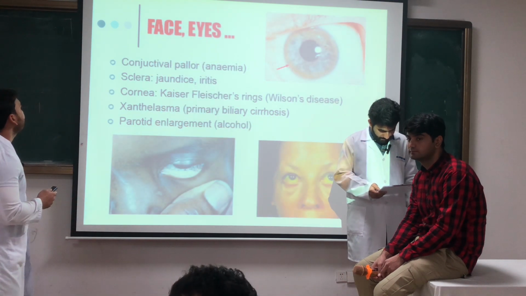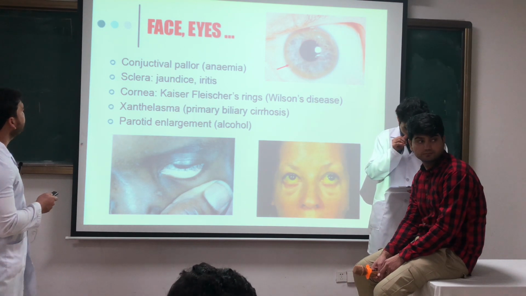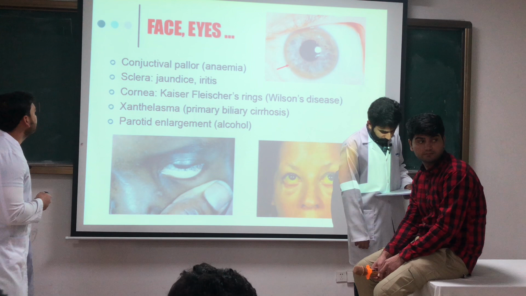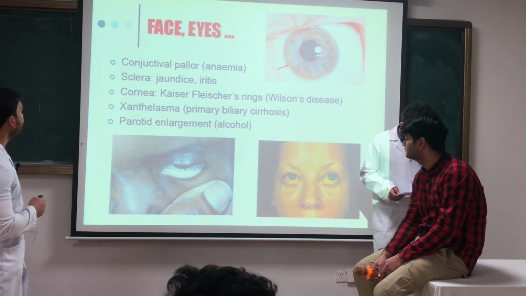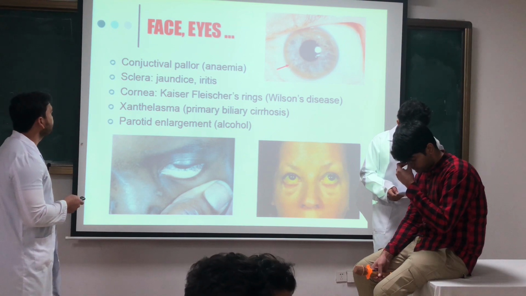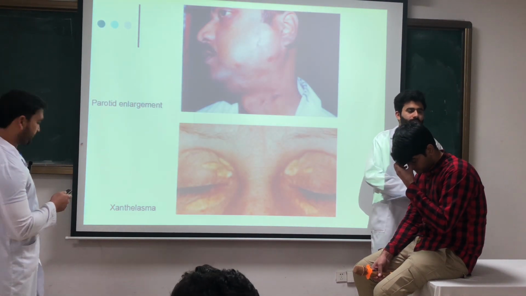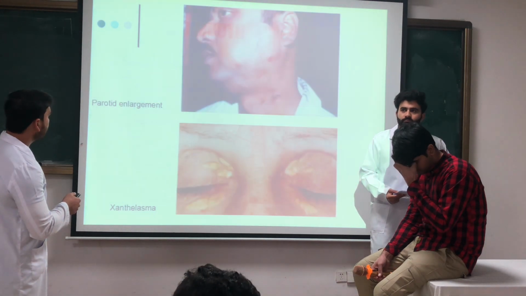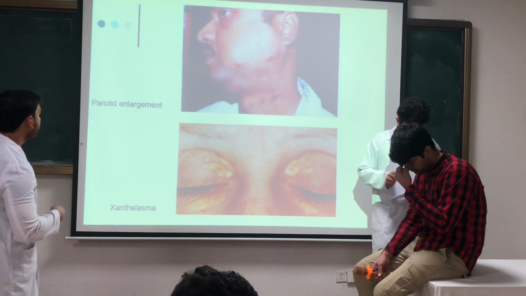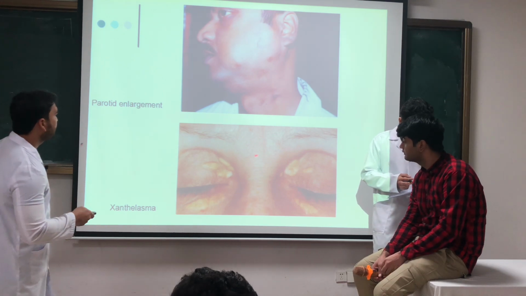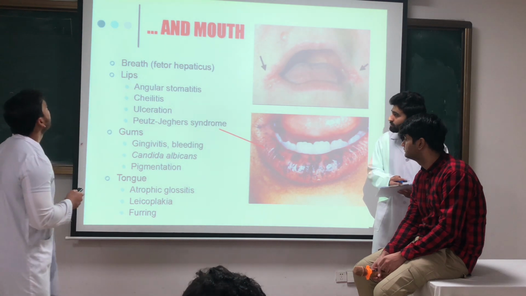Face and eyes. In face and eyes, we will look at conjunctival pallor, sclera, jaundice, iritis, cornea, and parotid enlargement. Here we can see parotid enlargement and xanthelasma.